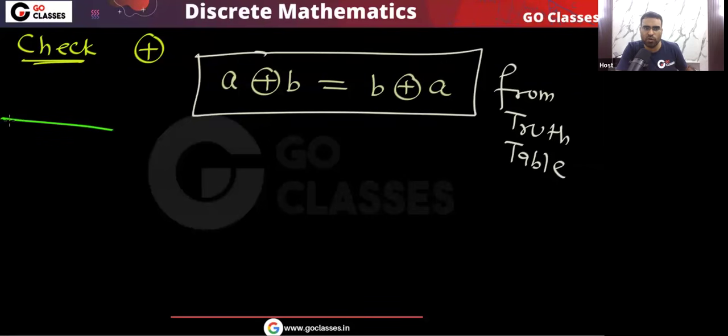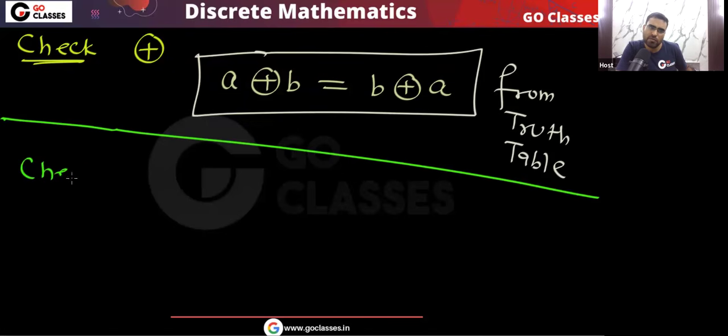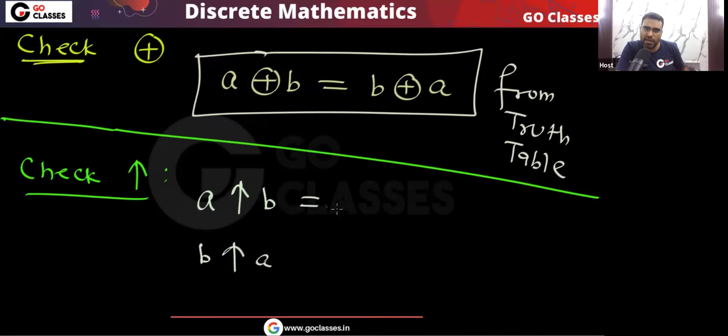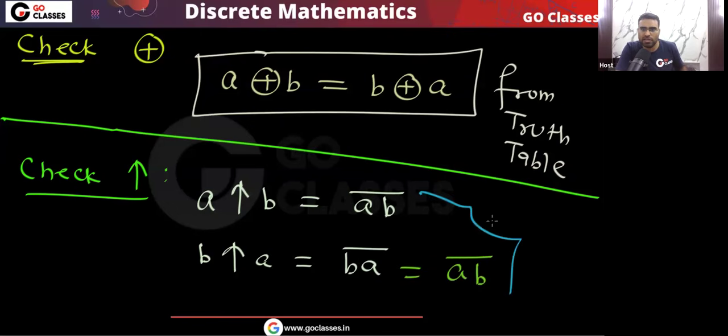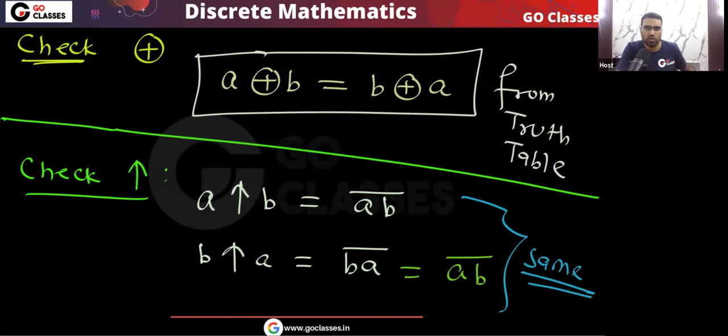You can see the same thing for NAND. What about NAND? You can check from the truth table, but let's check from the equation. Tell me what is A NAND B and what is B NAND A. NAND means first you do AND and then you do negation. Yes or no? Here also, first you do AND and then negation. We know AB equals BA, so they are the same. Correct? So NAND is also commutative.